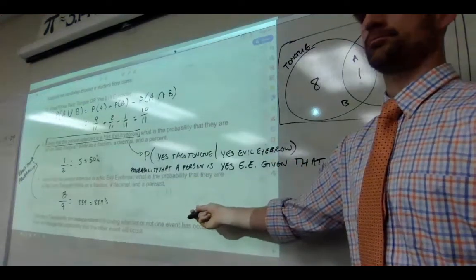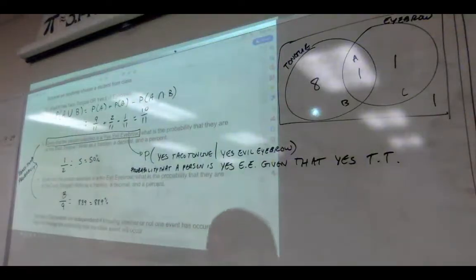Try to write it for this one in probability notation. Write it for the second one.